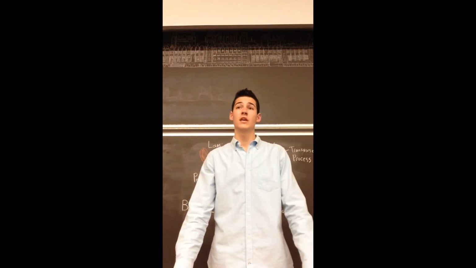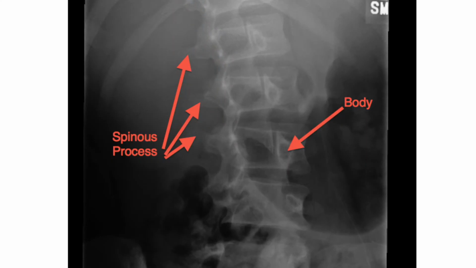All right, let's take a look at my x-rays. Here, as you can see in this first picture, is the lumbar section of my spine. You can see the body and spinous processes of the vertebrae labeled here. Since this is a lateral view, the lamina, pedicles, and vertebral foramen can't be seen.